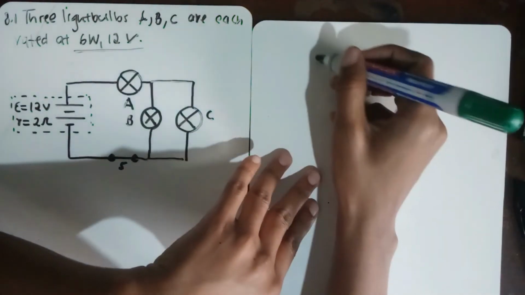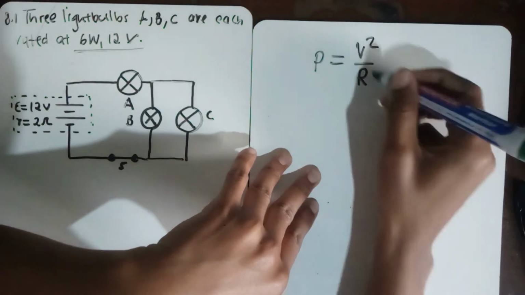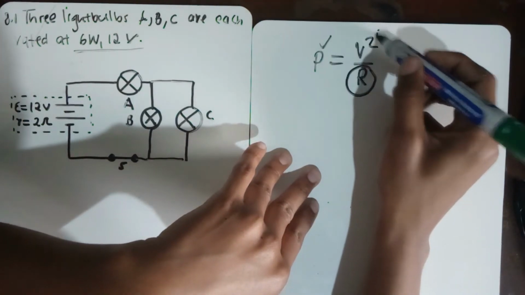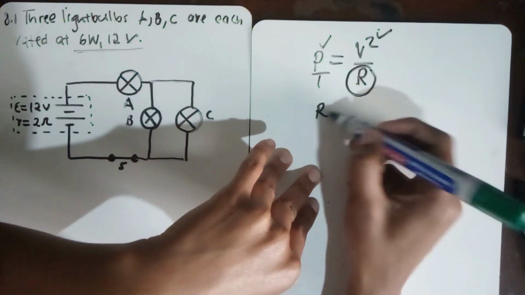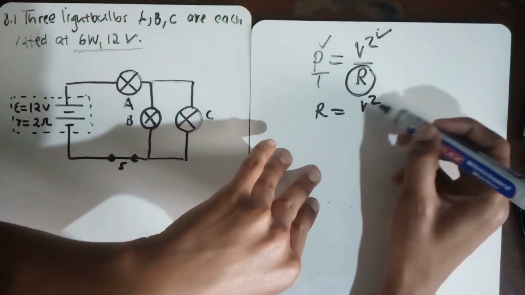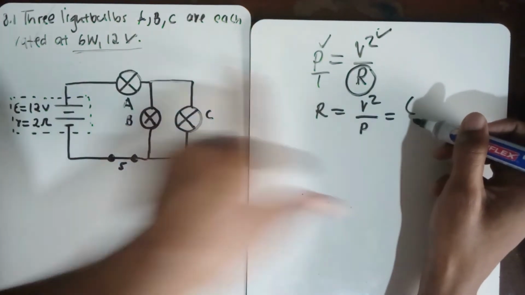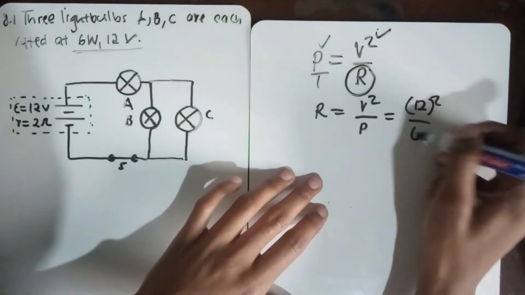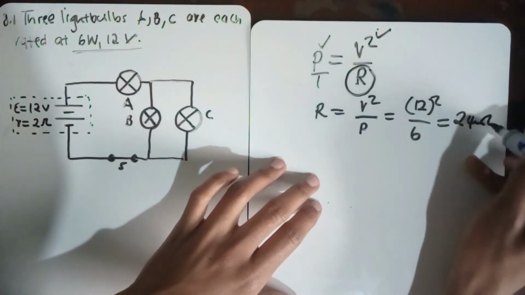The one that I'm going to use is P equals V squared over R, so that I can find my R, because I'm given the power as well as the potential difference. So I'm making R the subject of the formula: R equals V squared divided by P. Putting this in the calculator, the potential difference was 12 squared divided by 6 watts. If you put it in a calculator, you're going to come to a value of about 24 ohms.